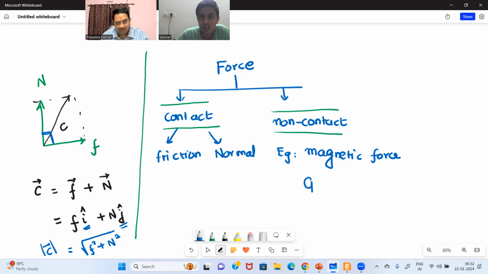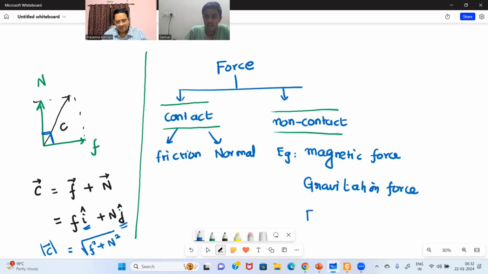And what you said, right? You're probably not touching the surface of Earth, but gravity acts even when you're at a distance, when you're at a height, probably in the air. Still you will experience what? Gravitational force. So that's also a non-contact force.